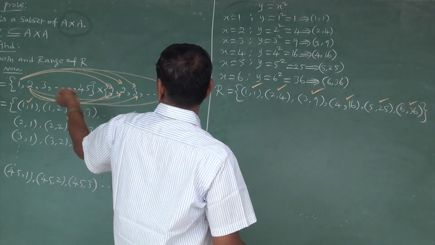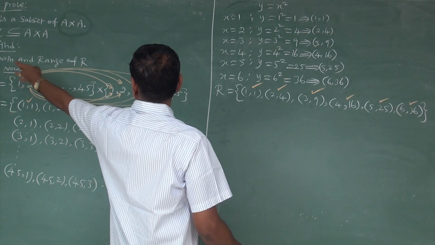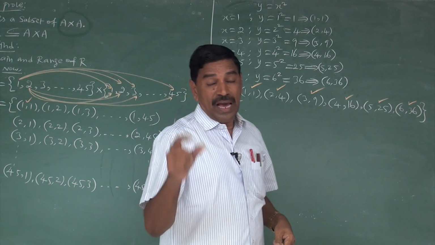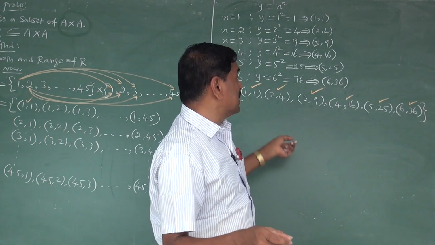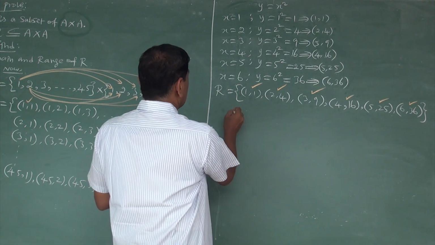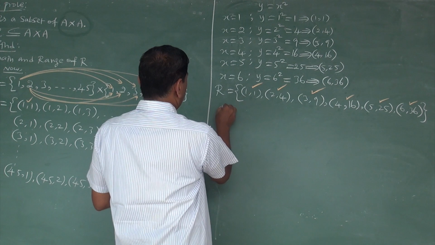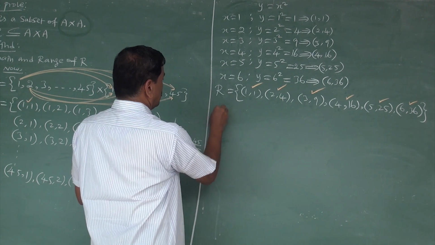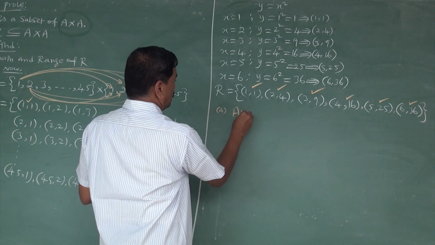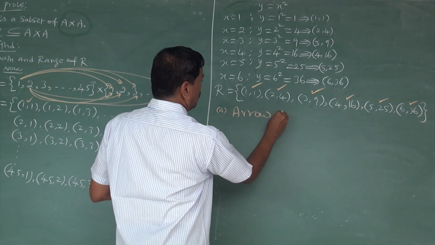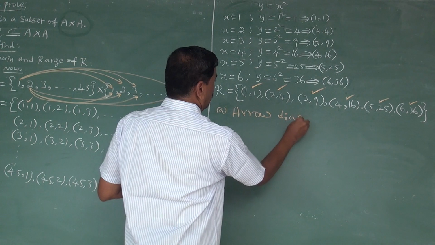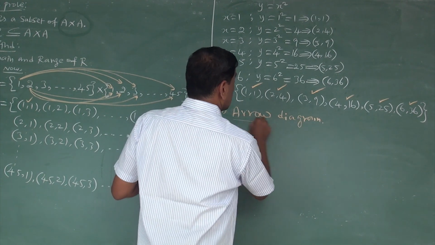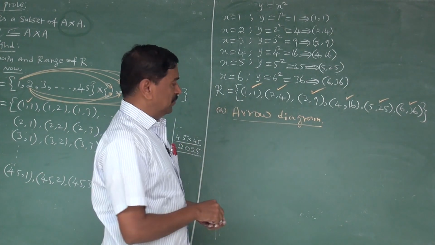And before that, we want to answer some more questions, that is the domain and the range. To answer domain and range, we need an arrow diagram. So first, let us draw the arrow diagram. Okay, listen. Arrow diagram. Arrow diagram for the relation R is given by the arrow diagram.